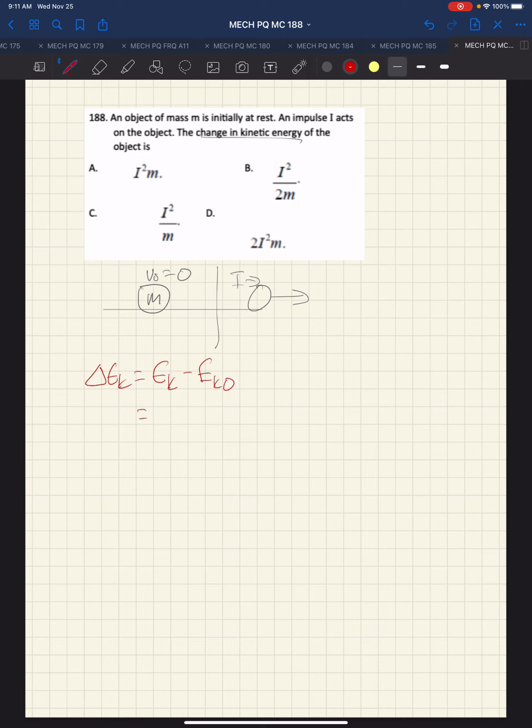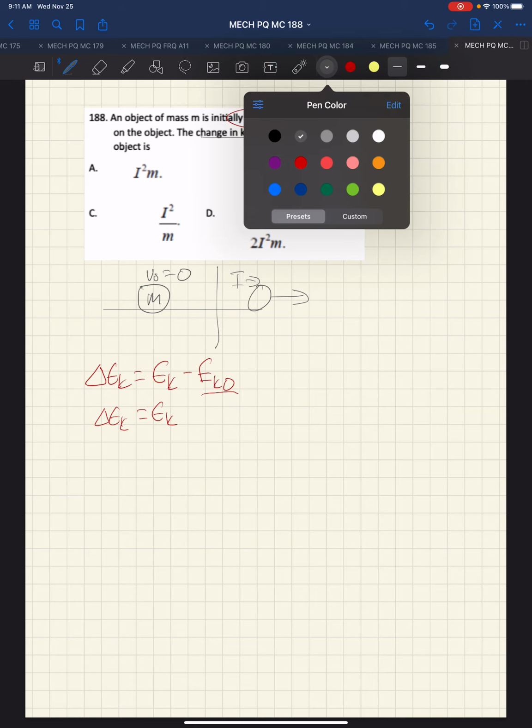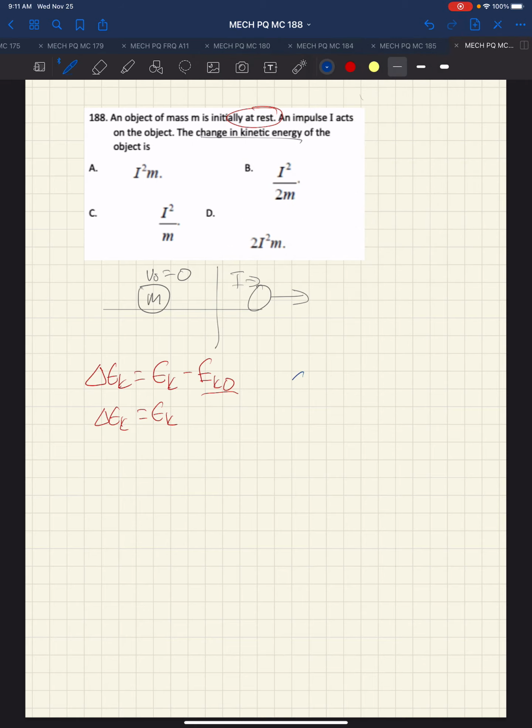Now the initial kinetic energy, since it's at rest, is 0. So the change in kinetic energy is the kinetic energy. So that's the first thing to realize. So then how do we find the kinetic energy? Well, kinetic energy is 1/2 mv squared.